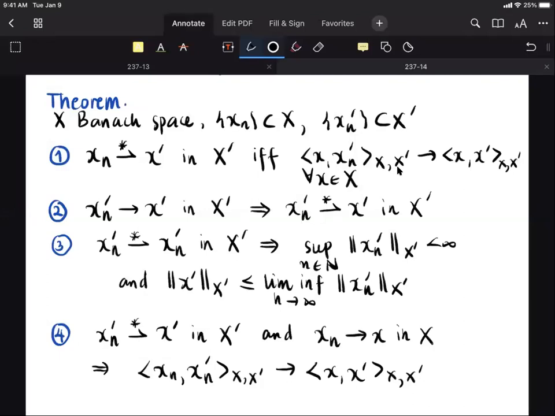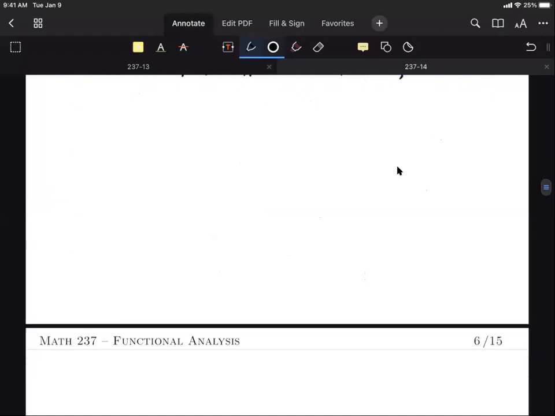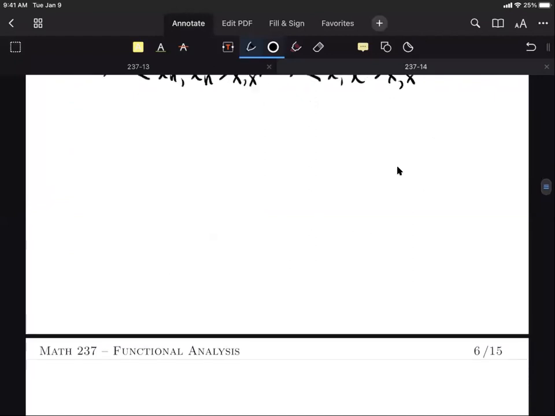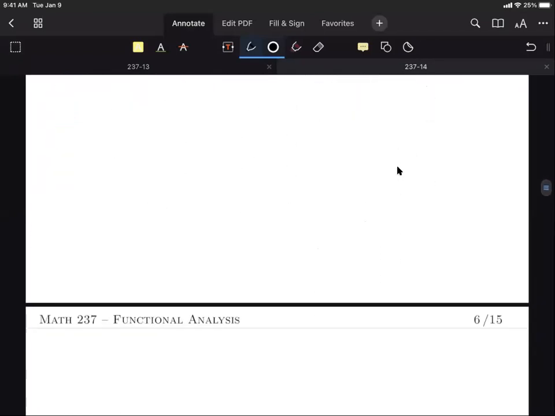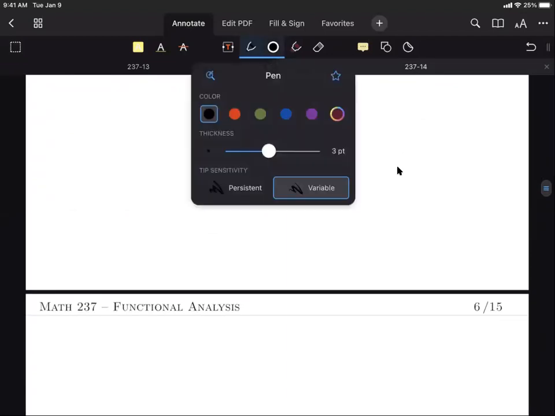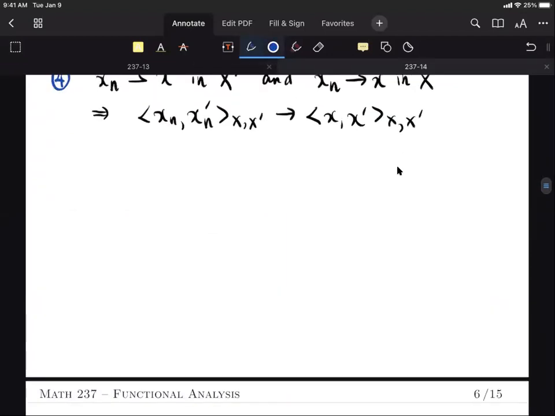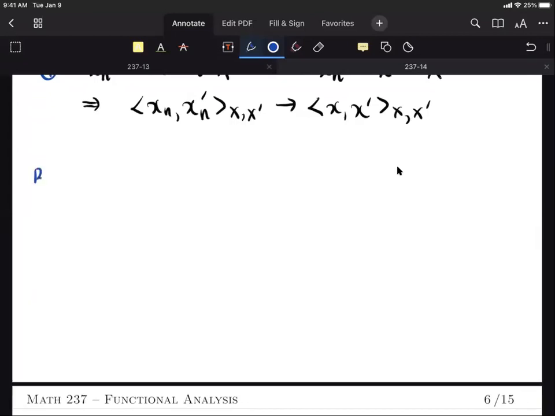So to discuss further properties of weak star topologies, let me state the following theorem without proof. This is called the Banach-Alaoglu theorem, or sometimes they call this the Banach-Alaoglu-Bourbaki theorem.